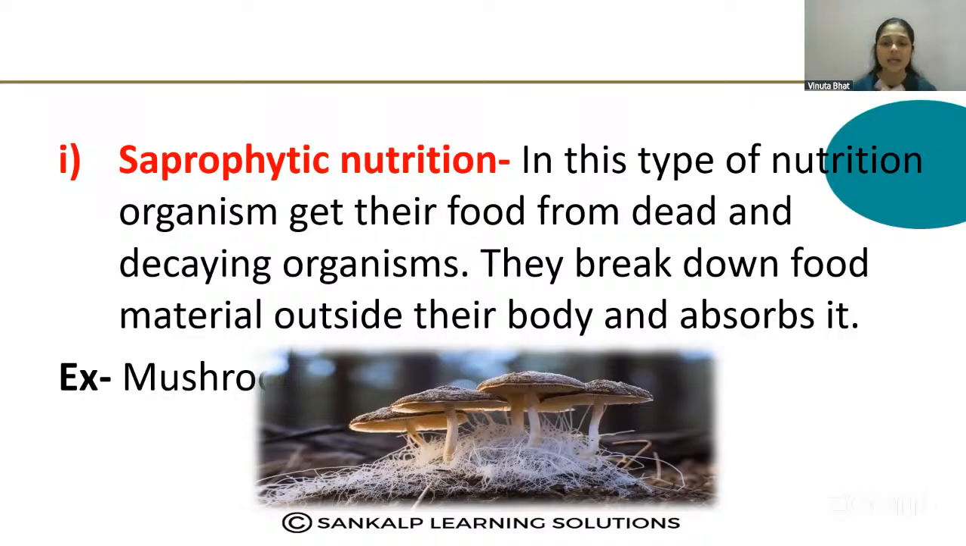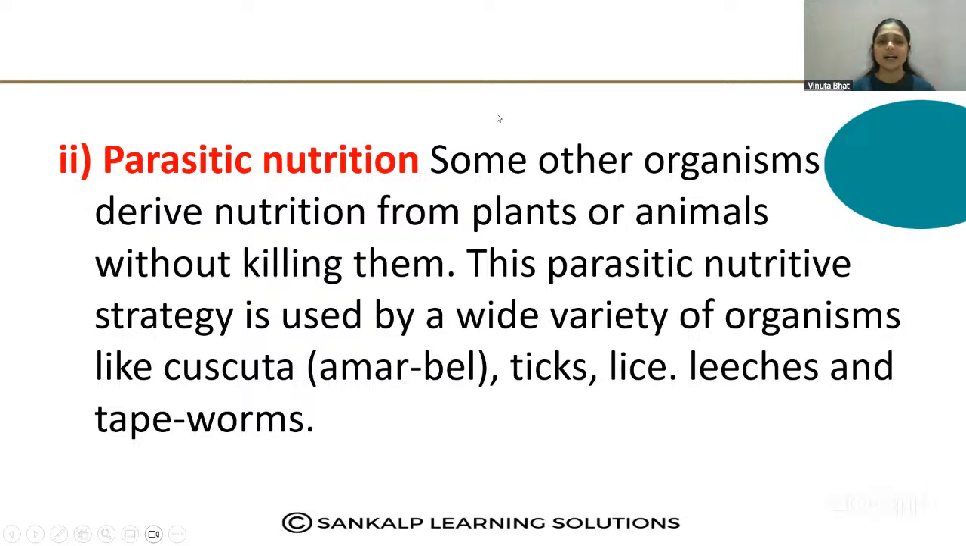Okay, for example, mushrooms. You must have commonly seen where mushrooms grow. So this type of nutrition is called saprophytic nutrition. Then the second type, that is the parasitic nutrition. So what do you mean by parasites? Do you know the meaning of parasites?